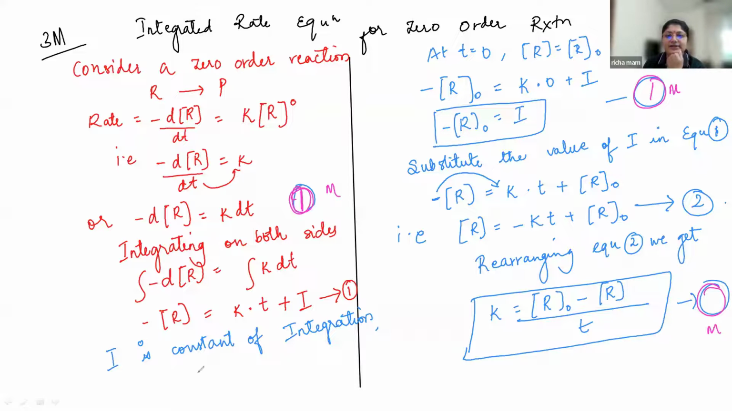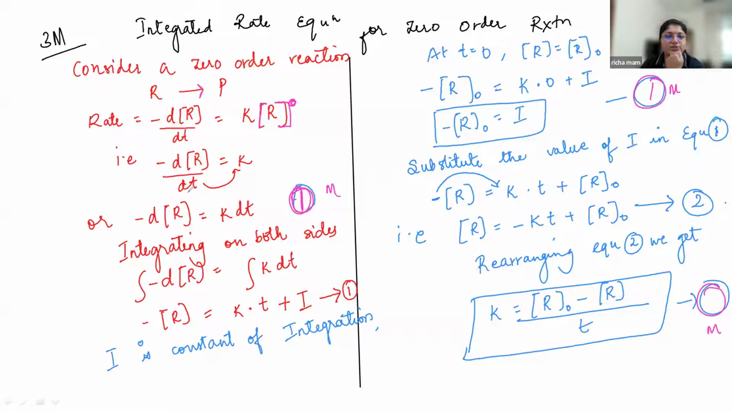Let us revise it once more. What is the integrated rate equation for a zero order reaction? According to the definition, the rate of the reaction is proportional to the zero power of the concentration of the reactant. So for a zero order reaction, the reactant reacts to give the product. Rate is equal to minus dR by dt is equal to K into R raised to 0, so minus dR by dt is equal to K.